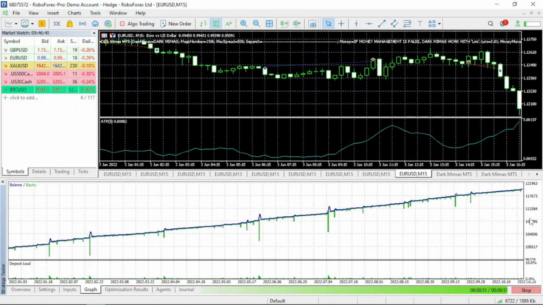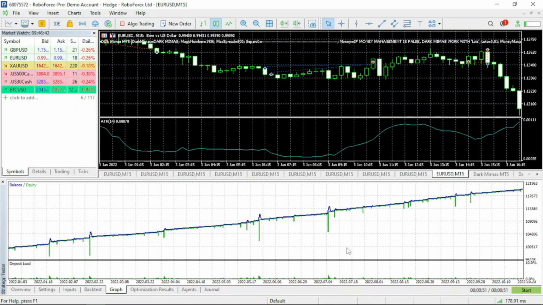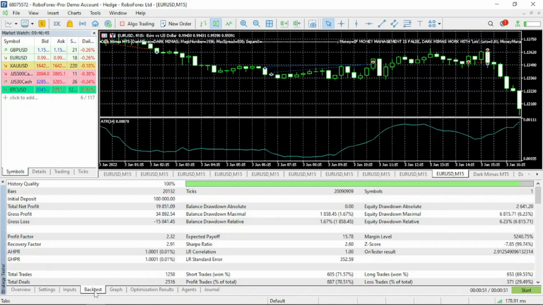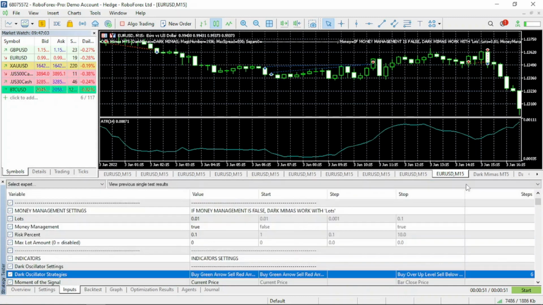So what you will see with the graph, the periods of drawdown have become smaller and our return has become significantly more. We have a 19.8% return for 6.23% drawdown, or a $19,000 profit for a $6,000 drawdown.